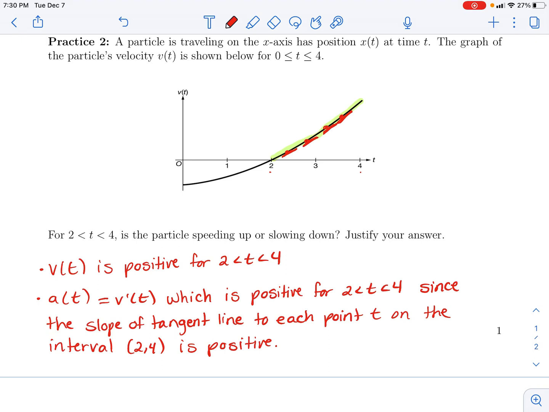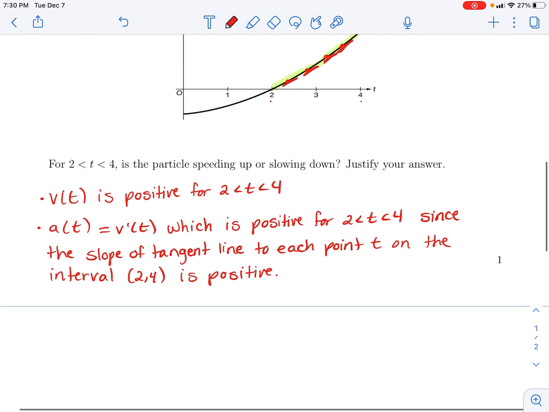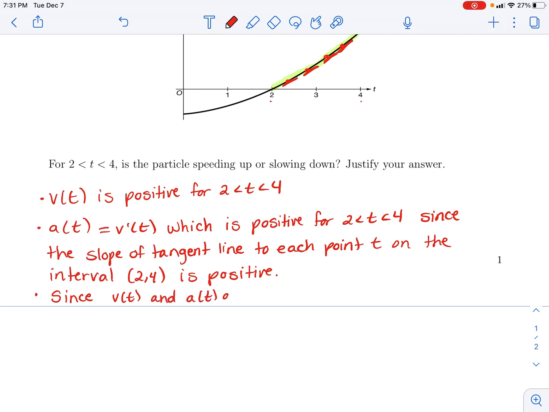Okay, and so now, since I have that both the velocity and acceleration are positive from 2 to 4, then I know that the particle is speeding up. So here, the last part, I'll just say, since v of t and a of t are both positive, then the particle is speeding up.